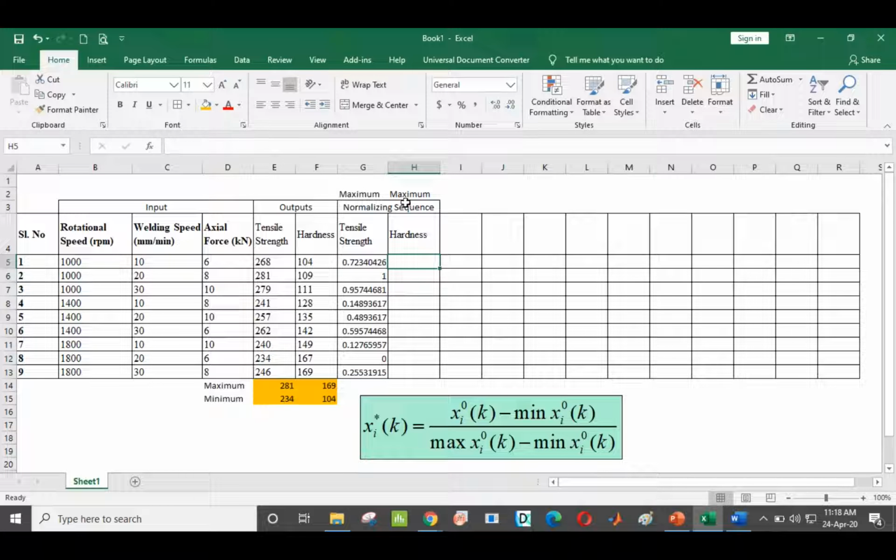Similarly for hardness, the hardness is also maximum. So the same formula, which is equal to. If you don't use the equal sign, the formula will not be accepted. So the individual value of hardness minus the minimum value, 104, divided by the maximum value, 169 minus 104. Just give enter. Just copy this and paste.